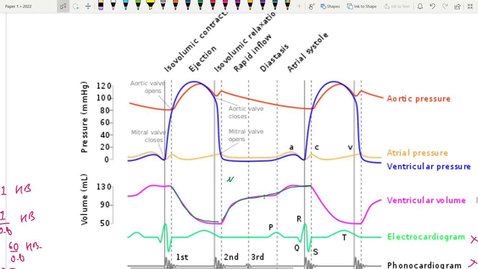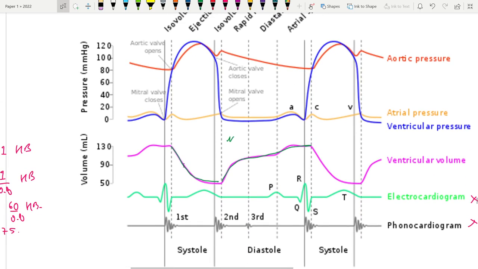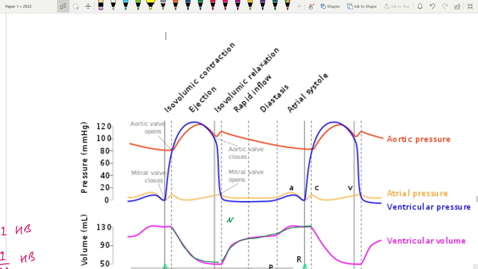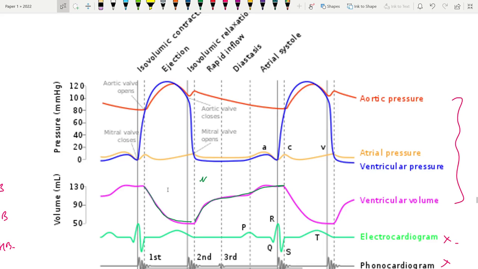So see if you understand these stages. You don't need these details. I've basically learned this in physiology. In med school, you don't need these details, alright? You just need to know about the events and what's happening where, and you need to identify the lines: which one is the aortic pressure, which one is the ventricular pressure, which one is the atrial pressure, and what happens to the volume. If they ask you when is the ventricle empty, it's this region. This is where the ventricle is empty. So it's full over here and it's empty over there.